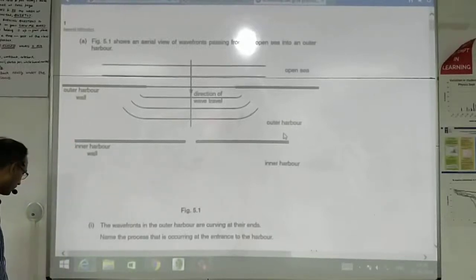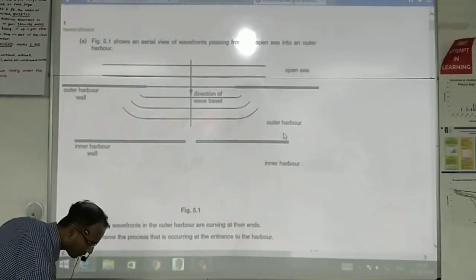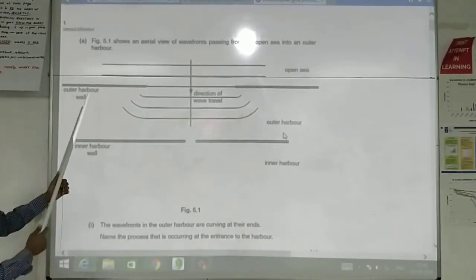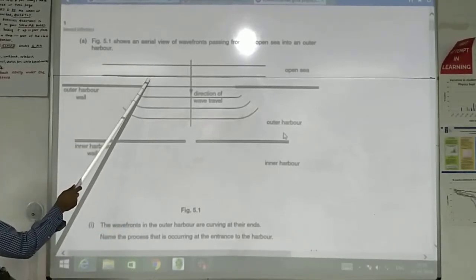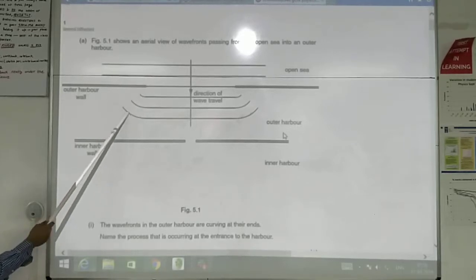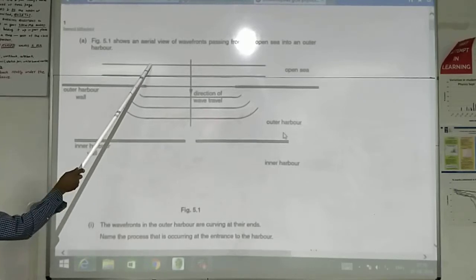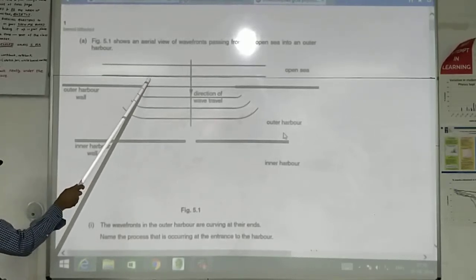Tell me whether you are able to do it based on what you have learned till now. It's like a revision. Yes. Shows an aerial view of wavefronts passing from the open sea into an outer harbour. So these are plane wavefronts, and this is the wavelength. The gap between consecutive wavefronts is the wavelength.